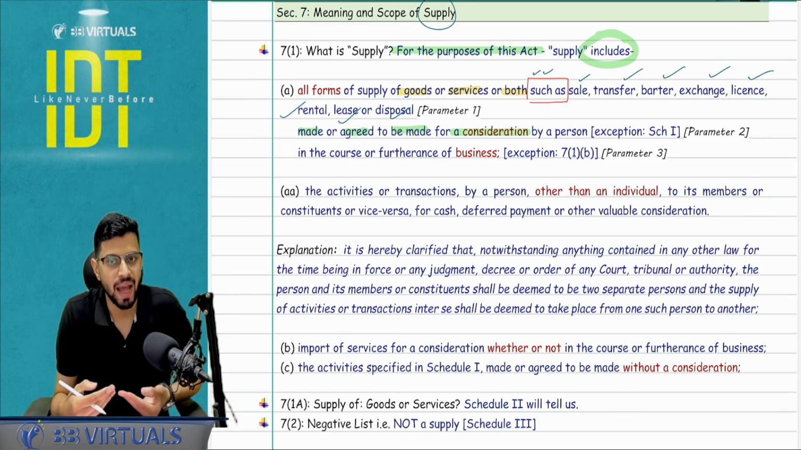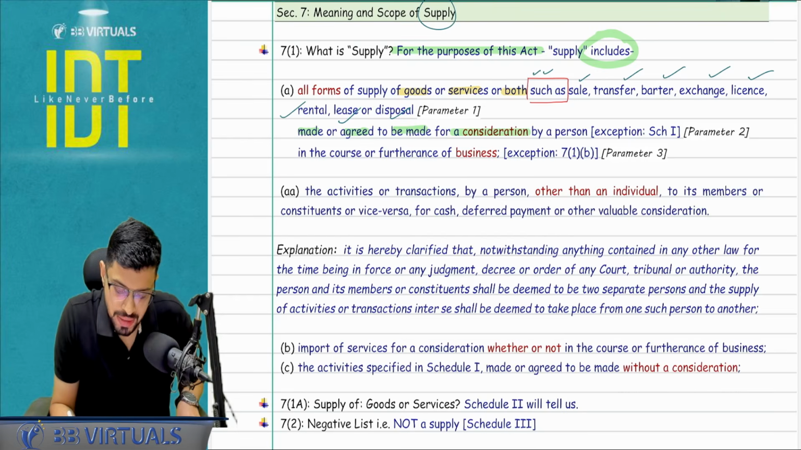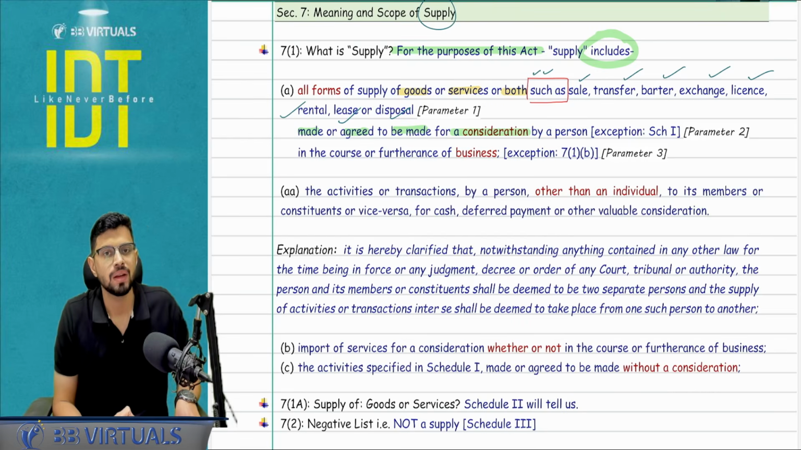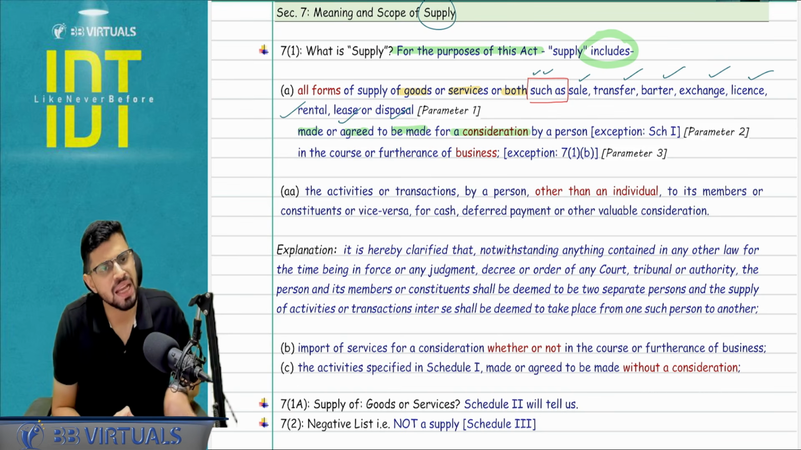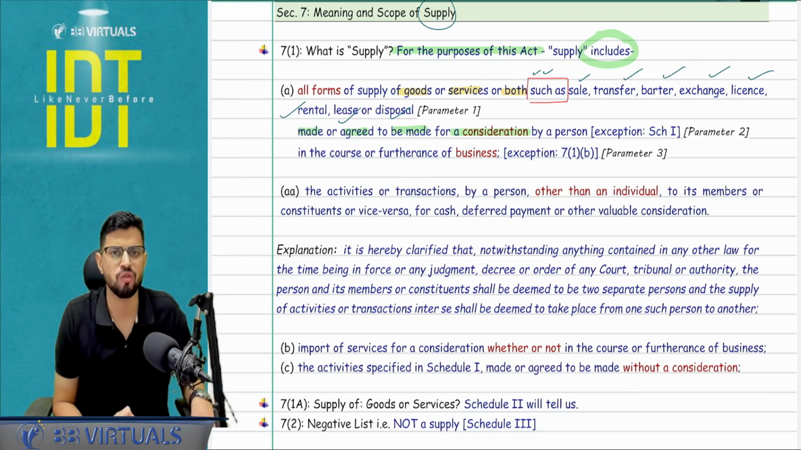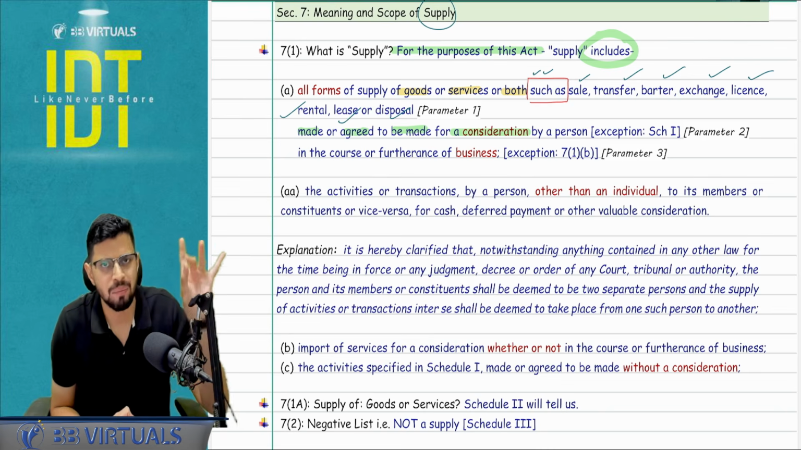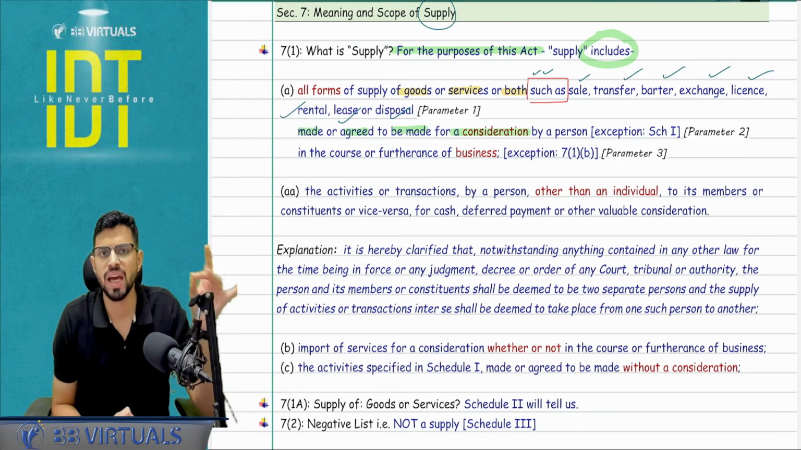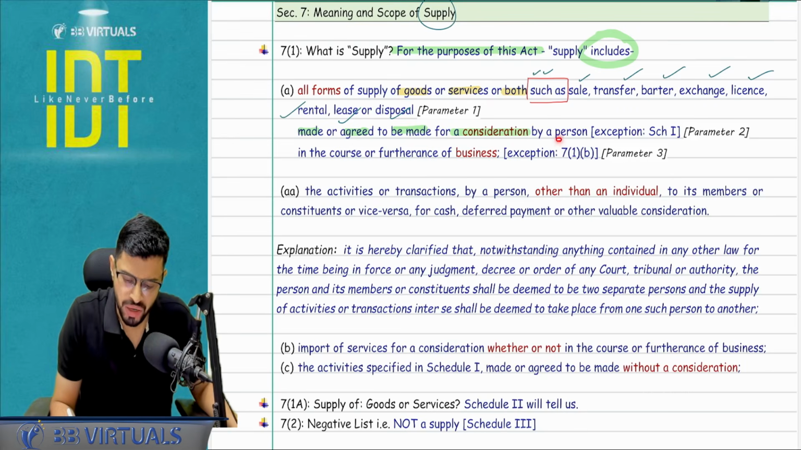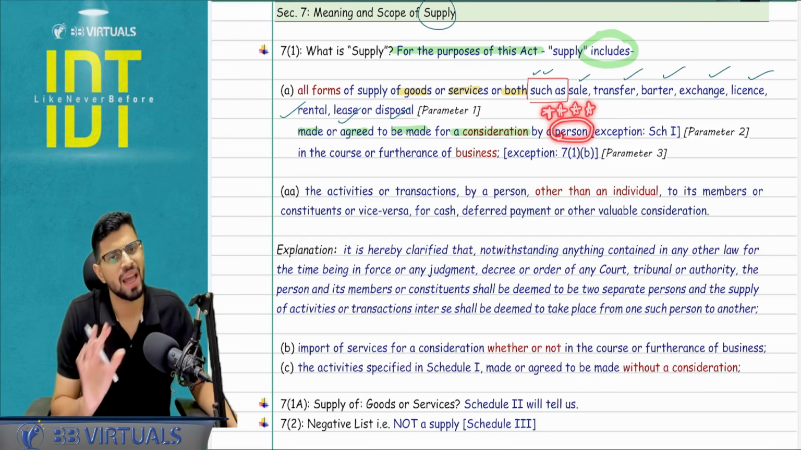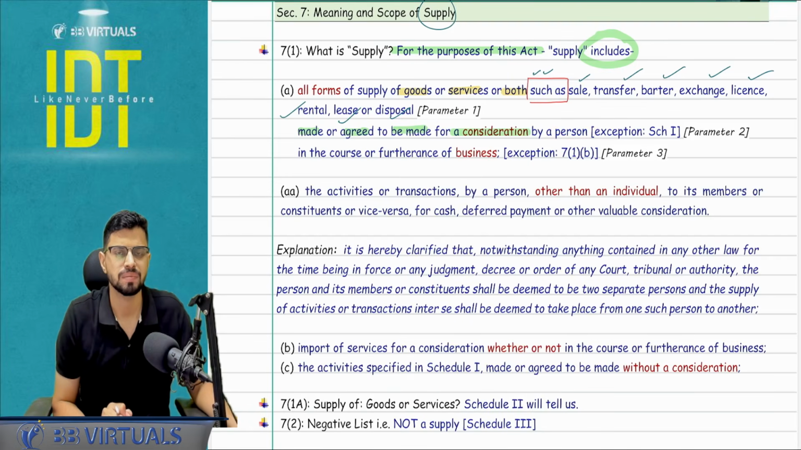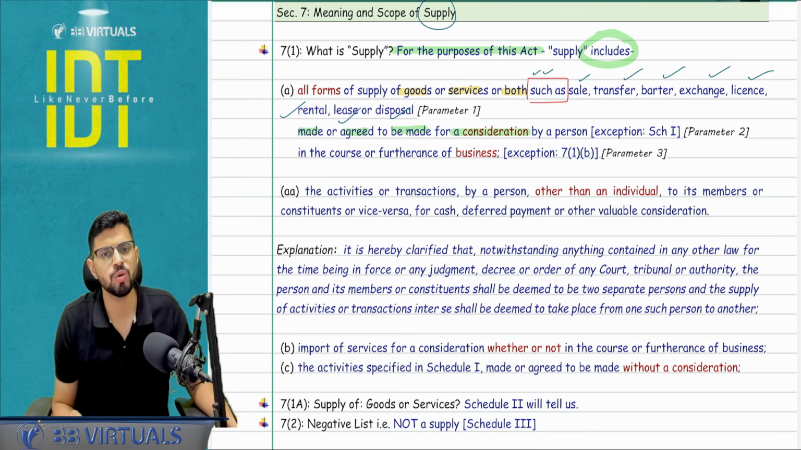So whatever form of supply I am doing, it is being done by a person. And what is the meaning of person? Any kind of person that you study in all types of law. It can be a natural person, an individual, a company, an LLP, a partnership firm, any artificial person, I don't care. This is also well defined in the GST law, just like your income tax or Companies Act. Any kind of person is covered. This is my parameter number 2.